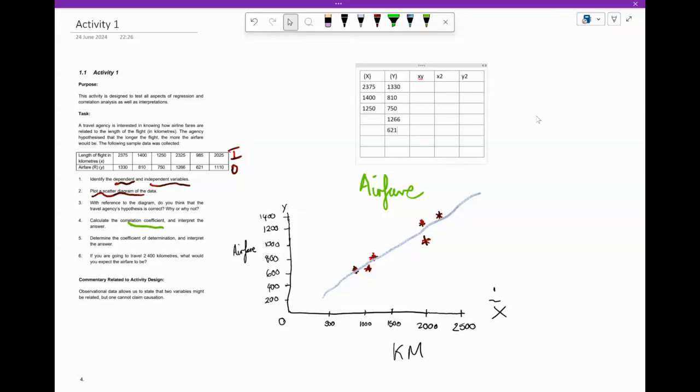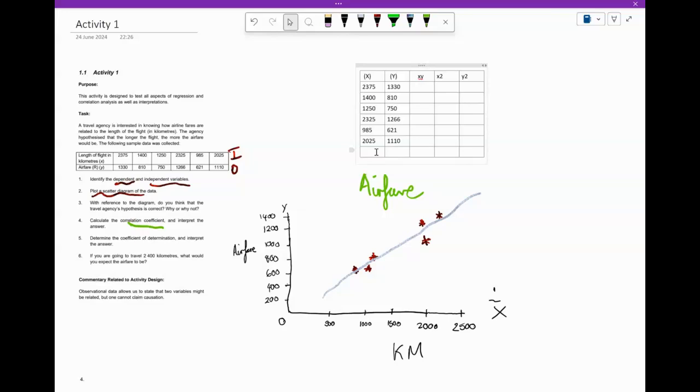621 and 11110. 2, 3, 2. Okay. So what is the total of those amounts? Can somebody calculate the x and then somebody calculate the y for me there? What is the sum of those values?